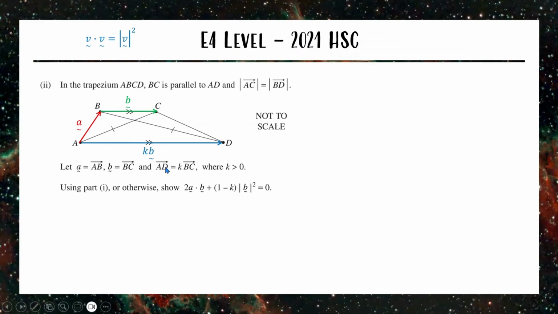Okay, using part I or otherwise, show that 2a dot b plus (1 minus k squared) times the magnitude of b squared is equal to 0. Okay, so where do we even begin? Well, the clue here in the question is right here. The length of AC is equal to the length of BD. This is the fact that we are going to use to create a vector equation to prove this part here. Warning you now, this is going to get pretty hectic. Let's dive in, let's be brave.